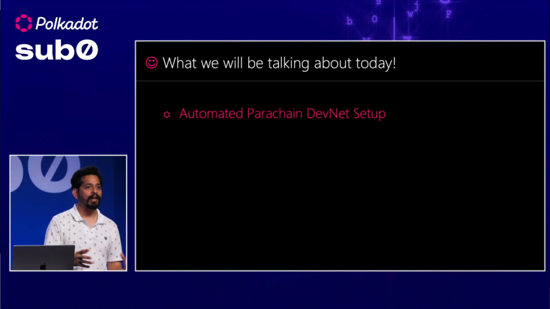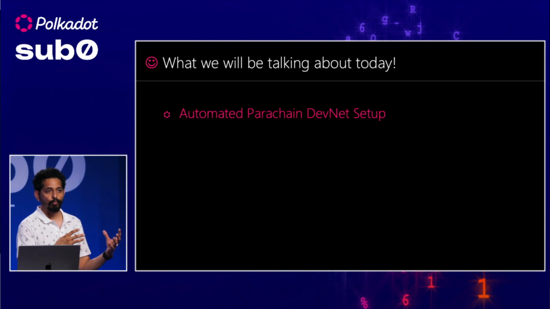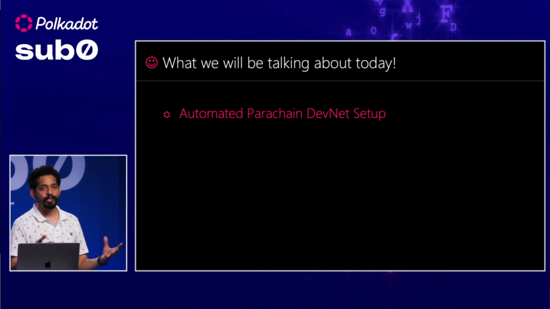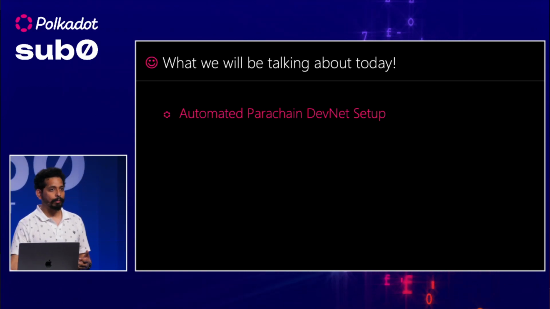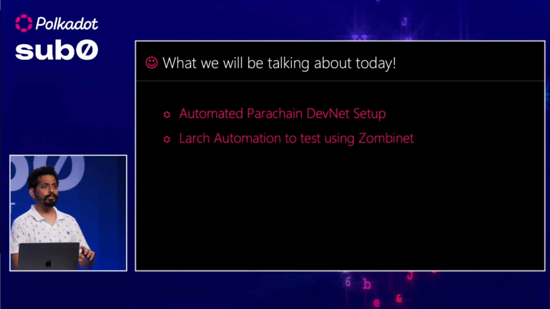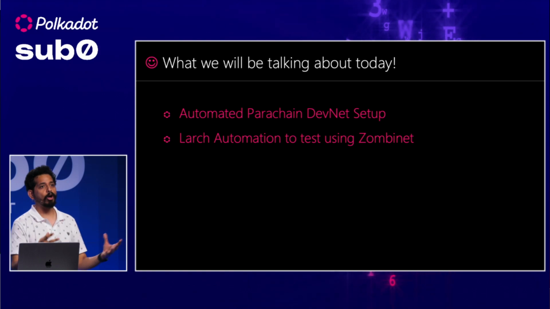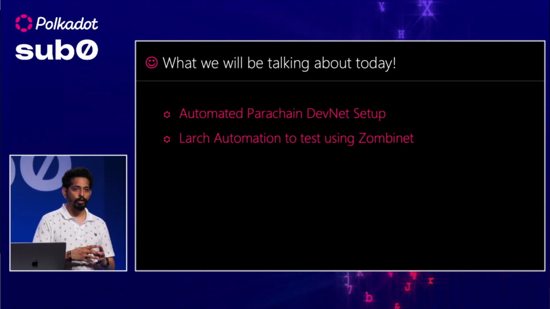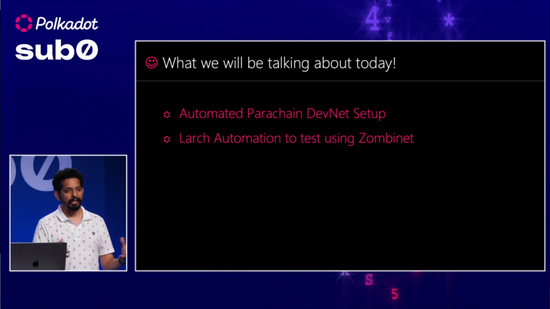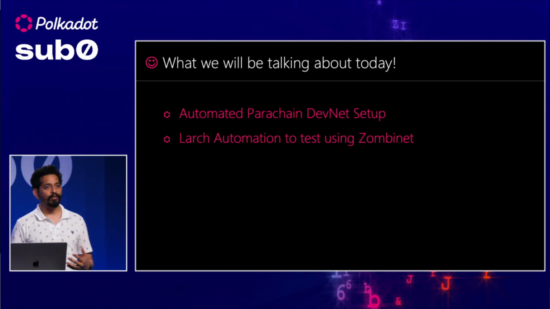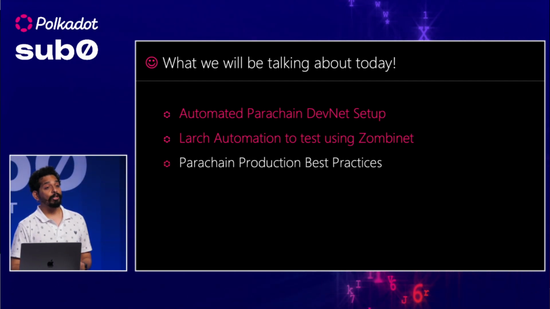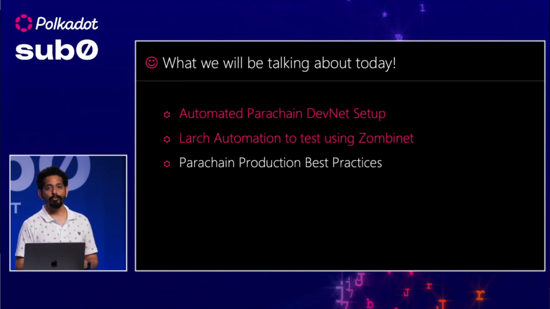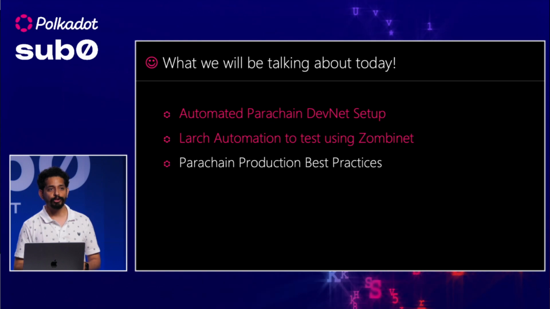What we'll be going through today is, of course, the most important bit: how do you create a parachain, automate it through our one-click deployment DevNet setup platform, and how to monitor and manage it with ease. Beyond this, we'll be talking about Larch, an open source automation we have created. Larch is going to help you test parachains at scale, to the teeth, with Zombienet running underneath. Then we'll talk about production best practices, what you need to take care of to take your parachain to production.